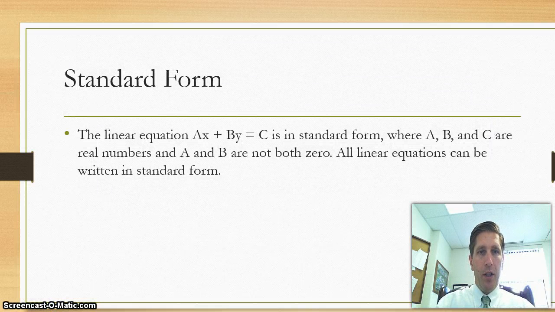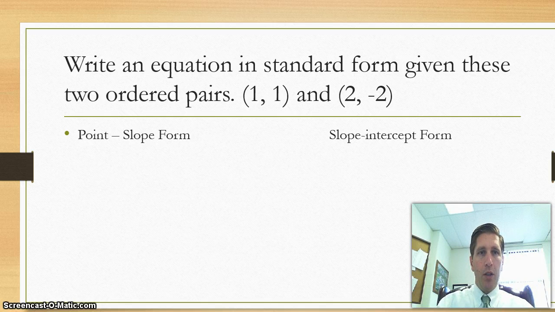So standard form: the linear equation ax plus by equals c is in standard form, where a, b, and c are real numbers and a and b are not both zero. All linear equations can be written in standard form. So whether we have it in point-slope form or slope-intercept form, you can transform that into standard form, which you'll see today. So write an equation in standard form given these two ordered pairs. Now, I'm going to complete this in point-slope form, and then I'm going to complete it in slope-intercept form.